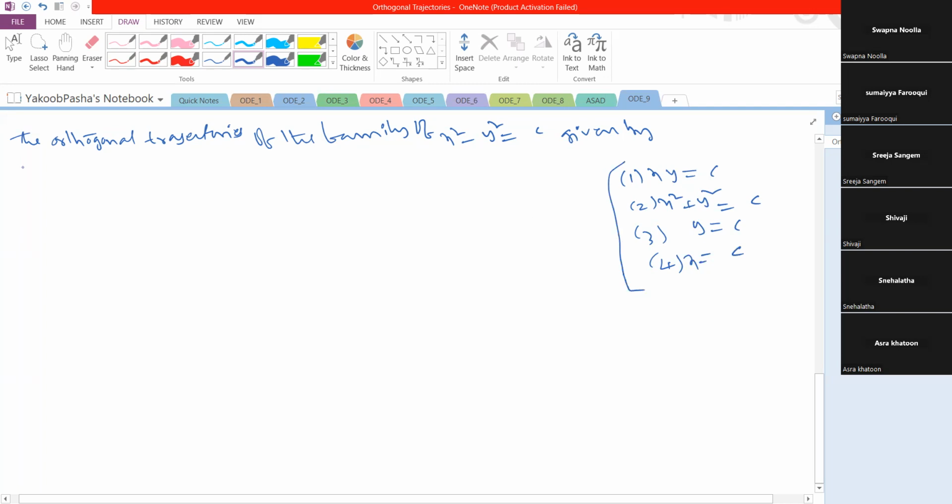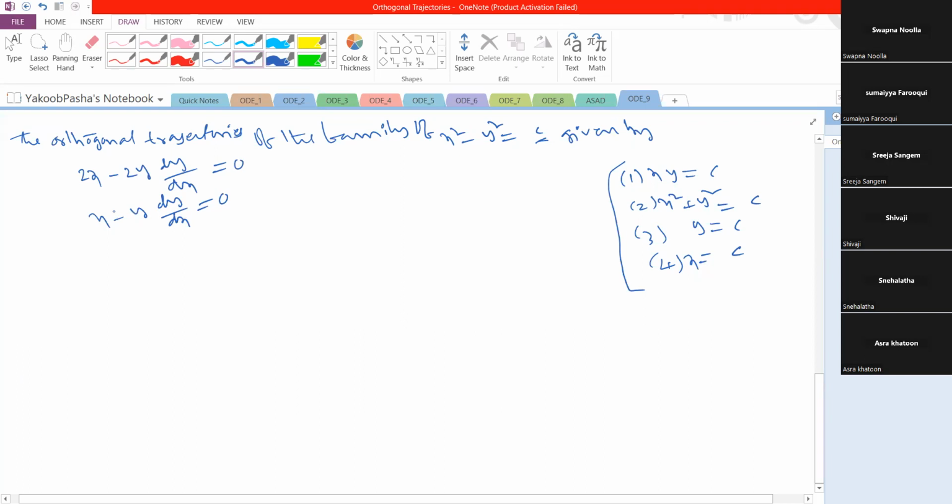First of all, take the given equation, that is x square minus y square equal to c, where c is the arbitrary constant. So differentiate this with respect to x. We get 2x minus 2y dy by dx is equal to 0. So we can write x minus y dy by dx is equal to 0. Here the arbitrary constant is already eliminated.